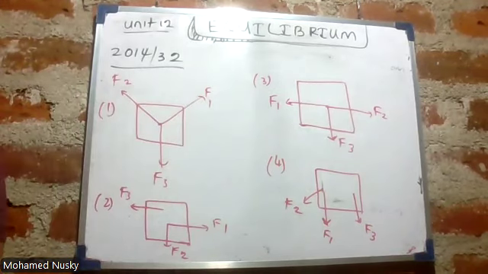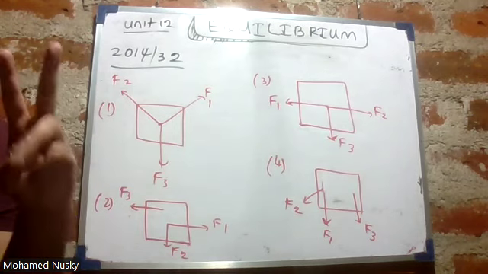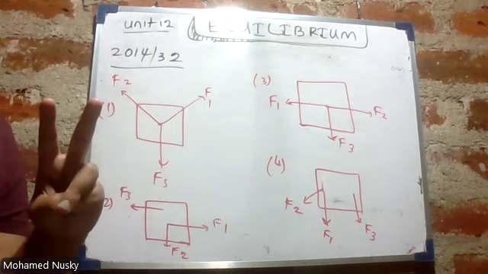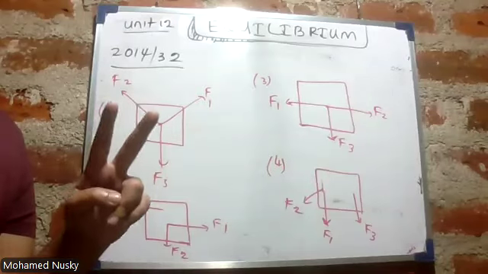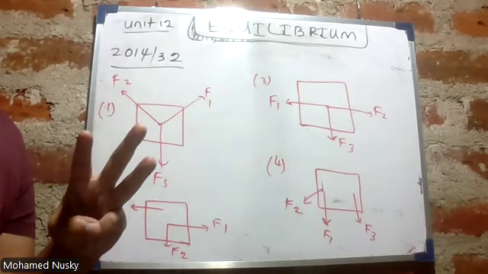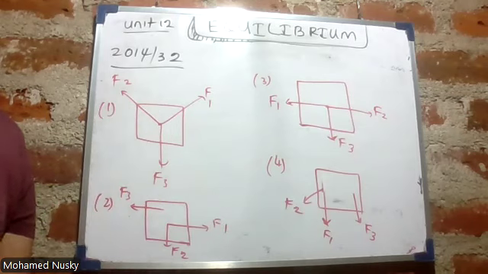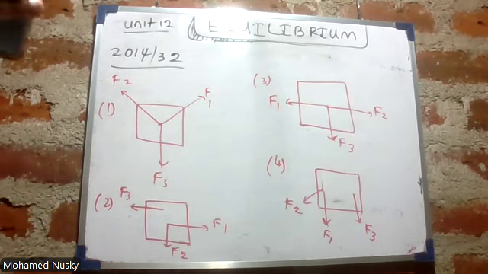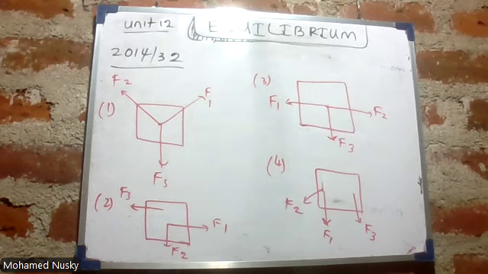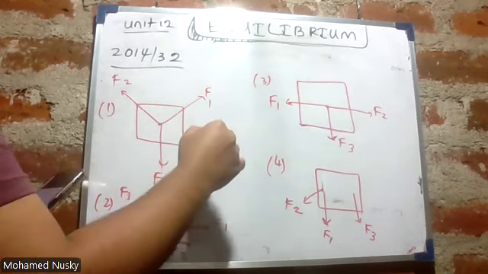Now, under equilibrium, we studied three categories. First category is equilibrium of forces, equilibrium of a body under two coplanar forces. Second category, equilibrium of a body under three coplanar parallel forces. Third one, equilibrium of a body under three forces that are not parallel to each other. Here, we can apply the third category.